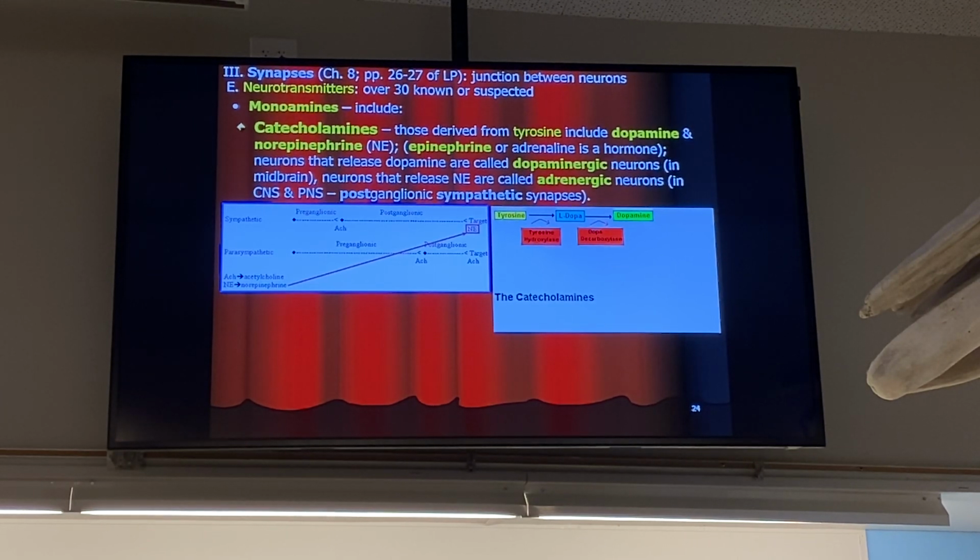It's an enzyme that turns tyrosine into L-DOPA, another enzyme turns it into dopamine, another enzyme turns it into norepinephrine, another enzyme turns norepinephrine into epinephrine. So epinephrine, or adrenaline, is actually the final product. Okay? Any questions?